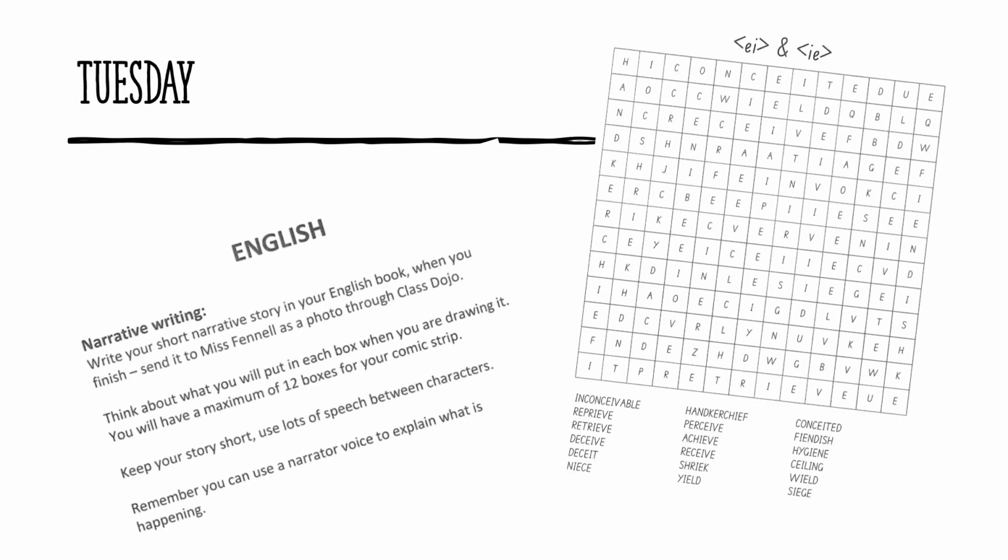On Tuesday, you have your spelling list with your word search that you just need to find the word, highlight it, cross it off the list. That's your spelling work. And then your English writing work, using your narrative planner that you did yesterday, you're going to write your short story. So you're going to write it in your English book, and then when you finish, you need to send through a photo to me.